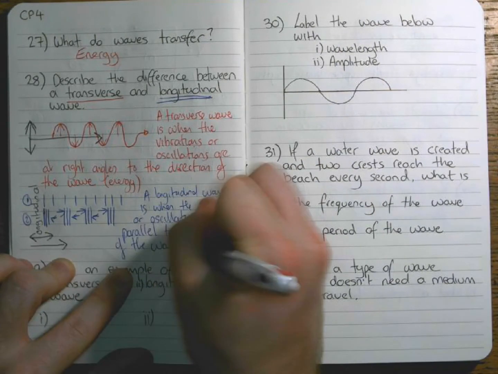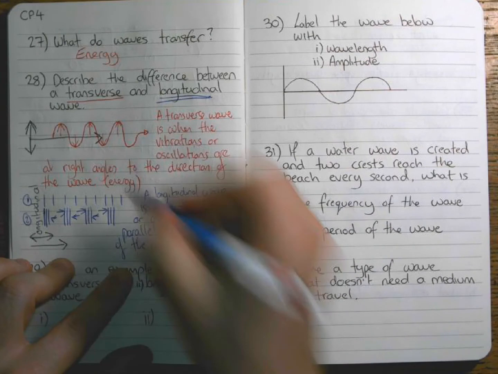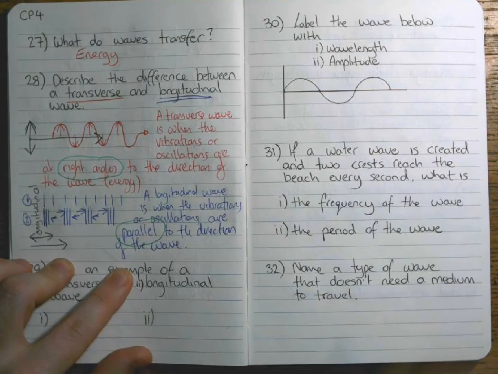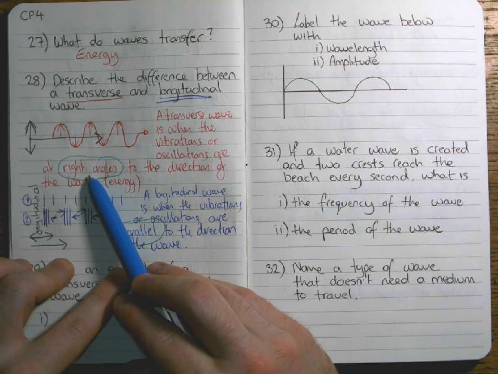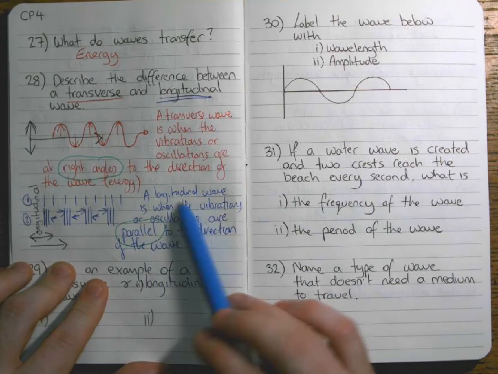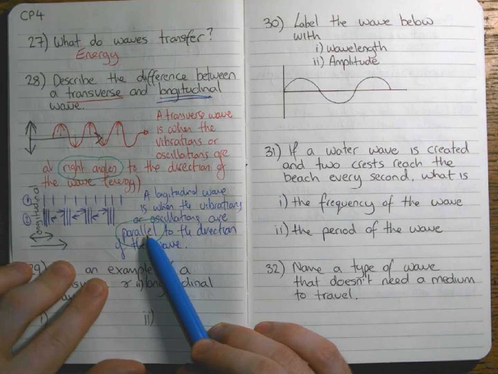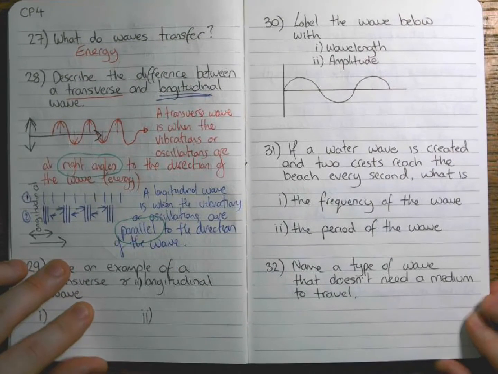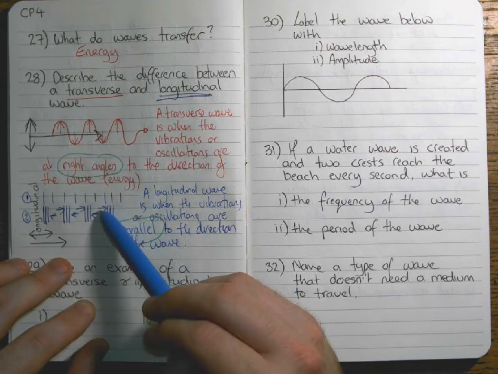So really, for the definition, we're only changing one specific part of it. For a transverse wave, the vibrations are at right angles to the direction of the wave, and for a longitudinal wave, the vibrations are parallel to the direction of a wave. In the exam, if you were asked about this, then you would gain credit for the diagrams.